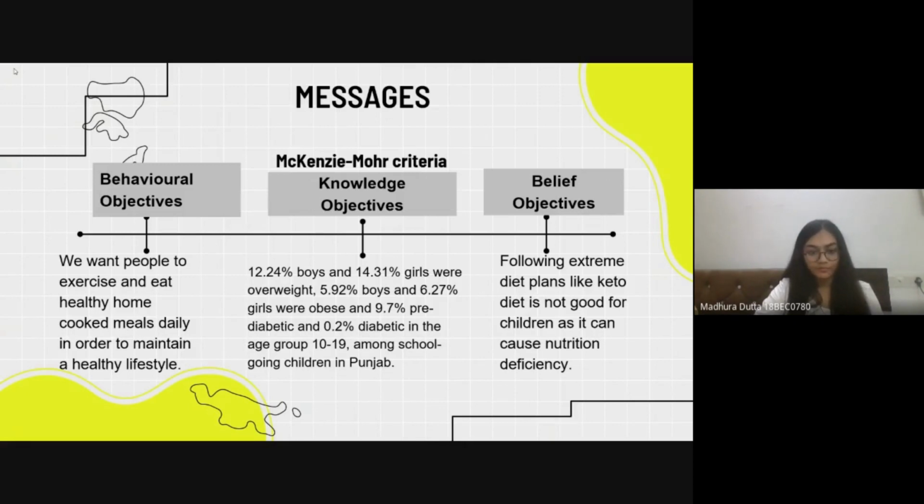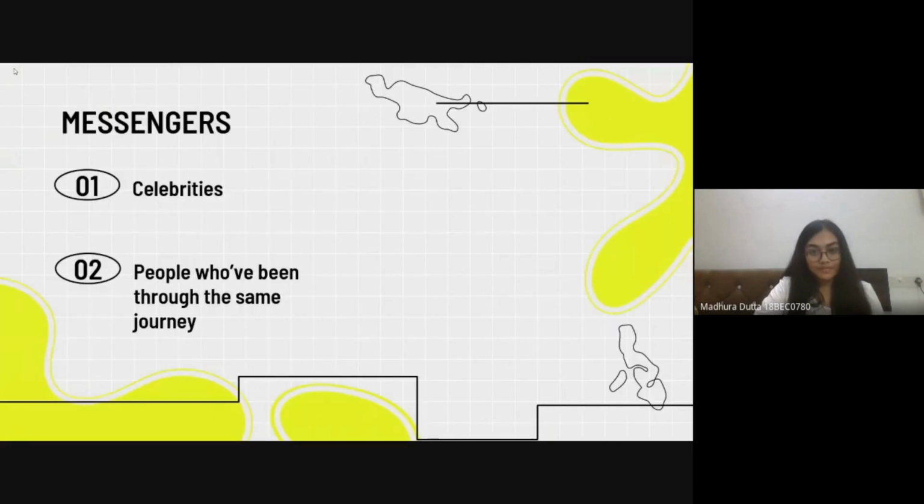are just that, fads. People want to lose weight fast and therefore try to practice such dietary habits, but instead of making an obese person lose weight in a healthy manner, these types of diets deplete nutrients from their body and cause severe health problems like kidney and liver failure. Next, we'll move on to messengers.